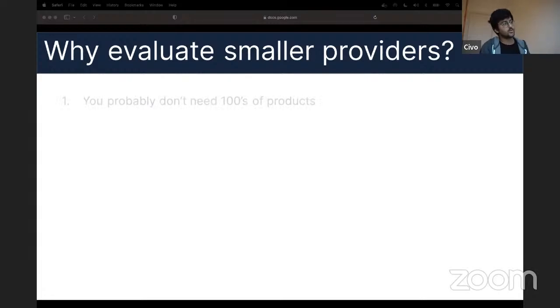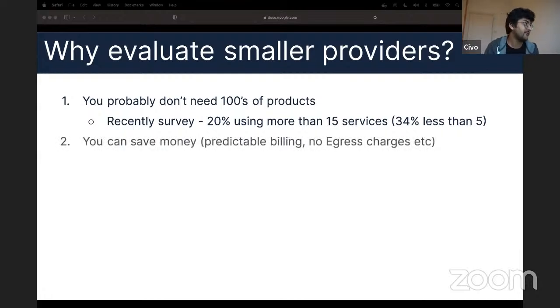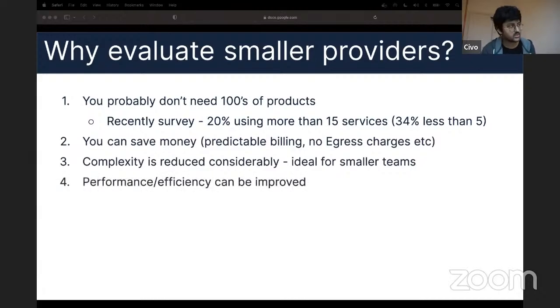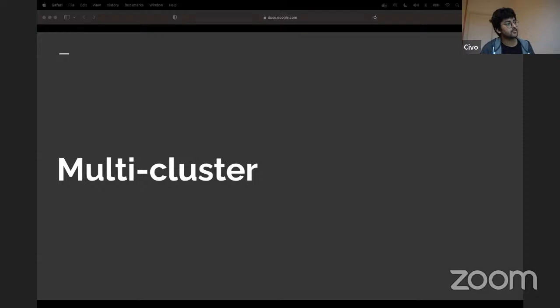You can also evaluate smaller private providers, because you probably don't need hundreds of products. And in the survey, around 20% of folks said that they're using more than 15 services, and 34% fewer than 5. You can also save money, with no egress charges and predictable billing. Complexity is reduced considerably, which is ideal for smaller teams, and performance and efficiency can be improved. You get more personalized service at no extra cost, enhanced SLAs, and things like that.